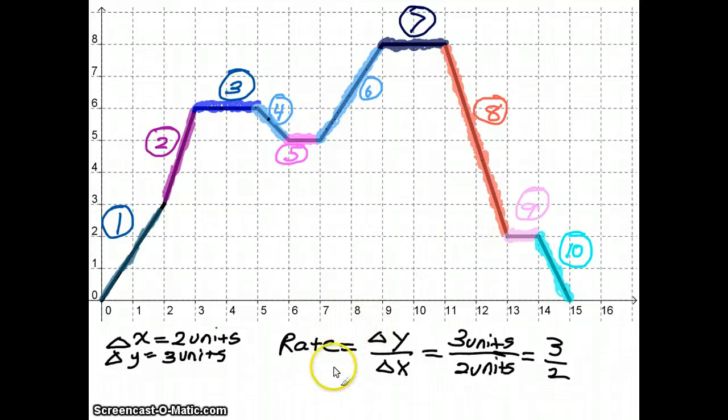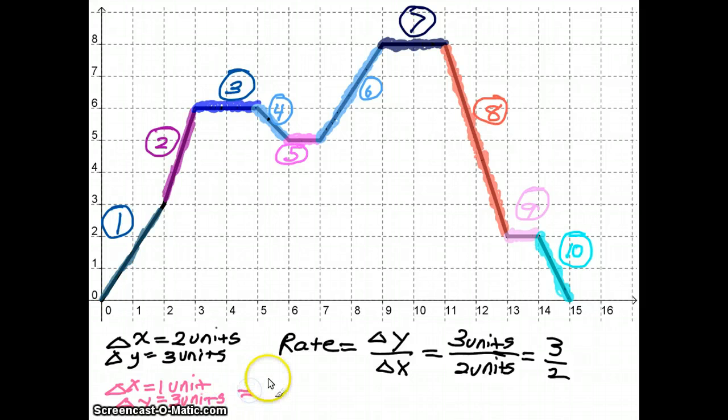If I wanted to continue this idea for phase number 2, I would redo all of these same steps. Phase number 2 starts at an x value of 2 and goes to an x value of 3, giving a delta x equal to 1 unit. Doing this in a different color, for phase 2 I get delta x equals 1 unit, and delta y starts at a height of 3 and goes up to a height of 6, a total change of 3 units.